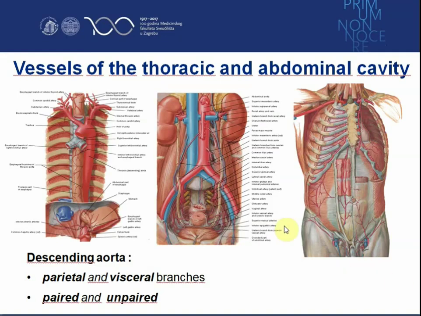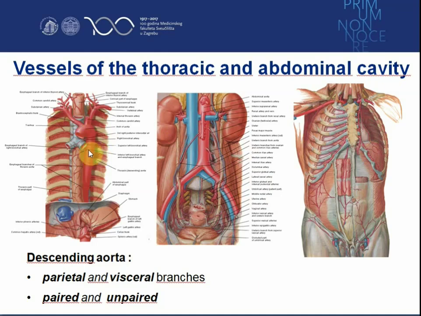The body cavities are arterially supplied by the branches of the descending part of the aorta, the thoracic and the abdominal aorta, which by reaching the level of the fourth lumbar segment divides into its terminal branches, the common iliac arteries. Branches for the wall of the cavity or parietal branches are mostly paired, and they also supply the parietal layer of the corresponding serous membrane.